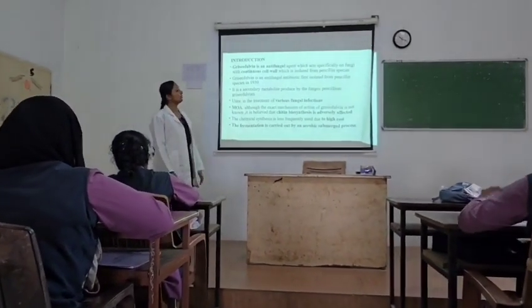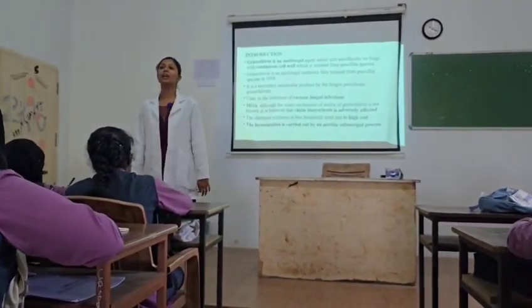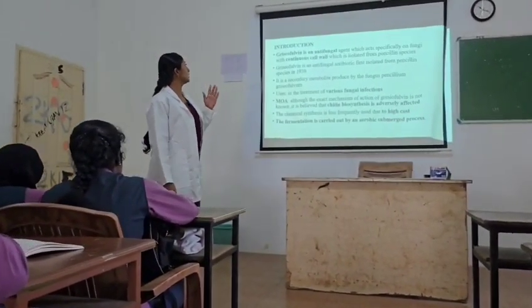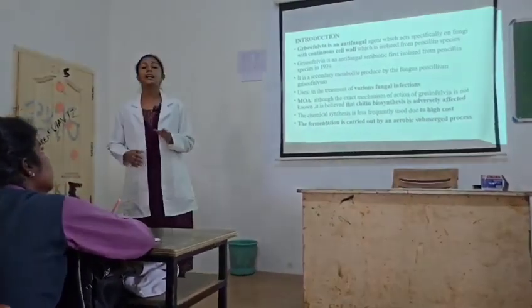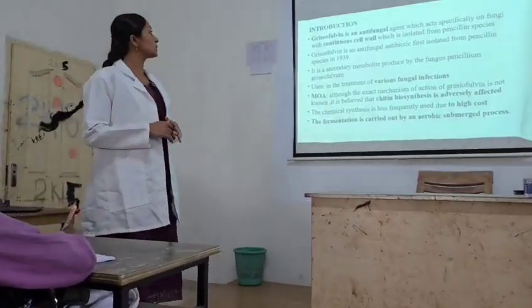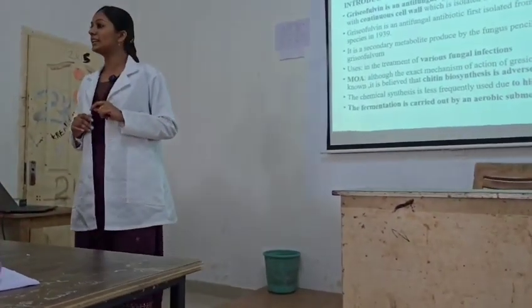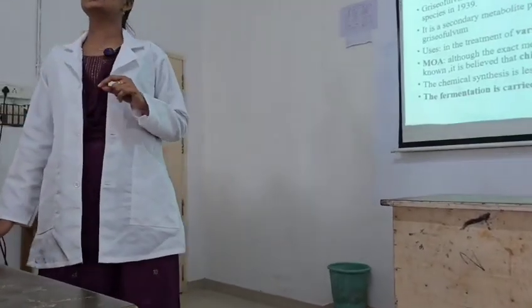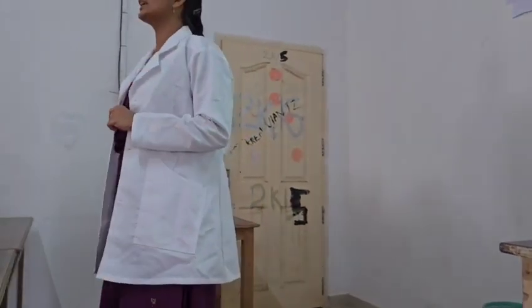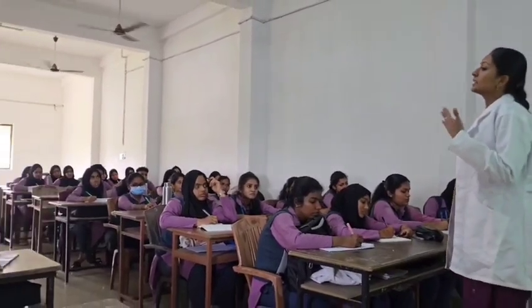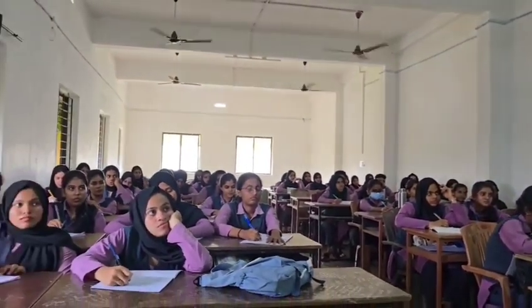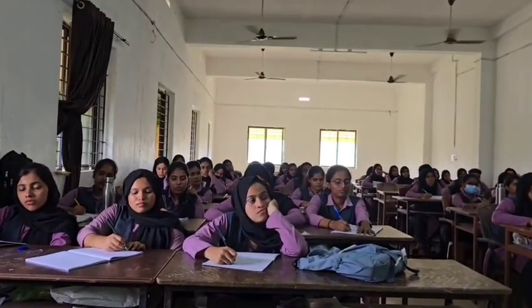Griseofulvin is an antifungal drug which acts specifically on fungi with a chitinous cell wall, isolated from Penicillium species. It is an antifungal antibiotic isolated from Penicillium species in 1939. It is also a secondary metabolite of Penicillium griseofulvum. Then what is the use of griseofulvin? As already said, it is an antifungal drug, mainly used for the treatment of fungal diseases like skin fungal infection.